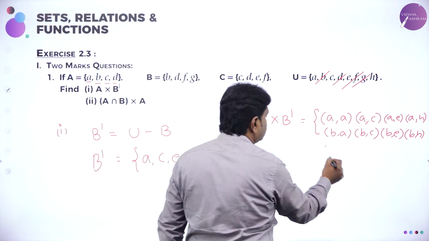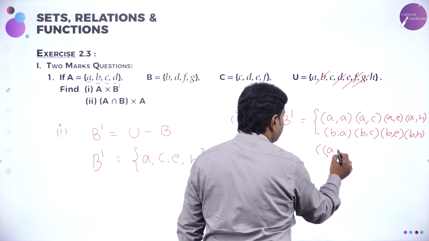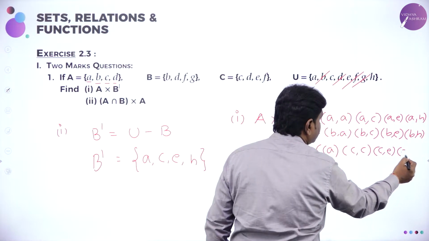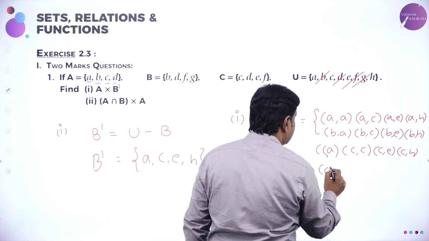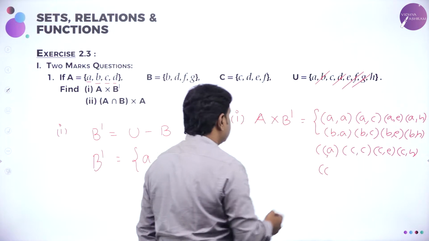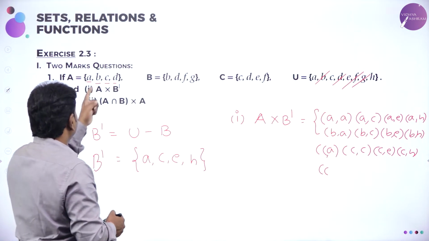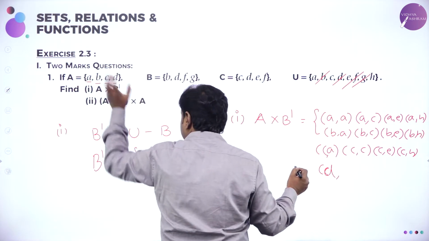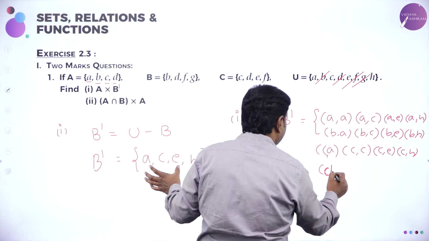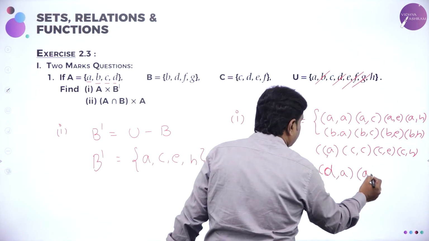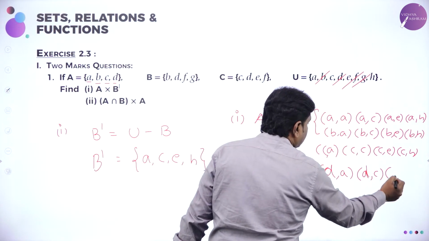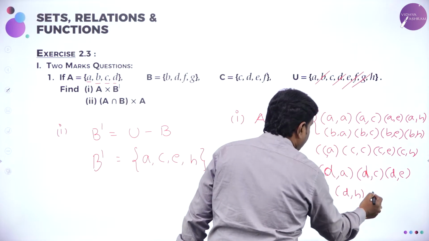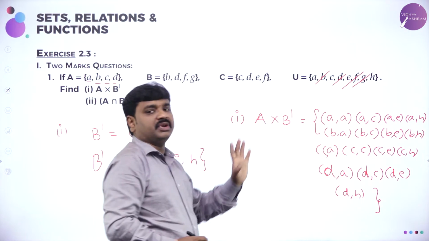So first we'll do c: (c, a), (c, c), (c, e), (c, h). Then the last element d: the first element I should take from the first set, the second I should take from B dash. (d, a), then (d, c), then (d, e), then (d, h). Now I wrote all the elements. I got A cross B dash.